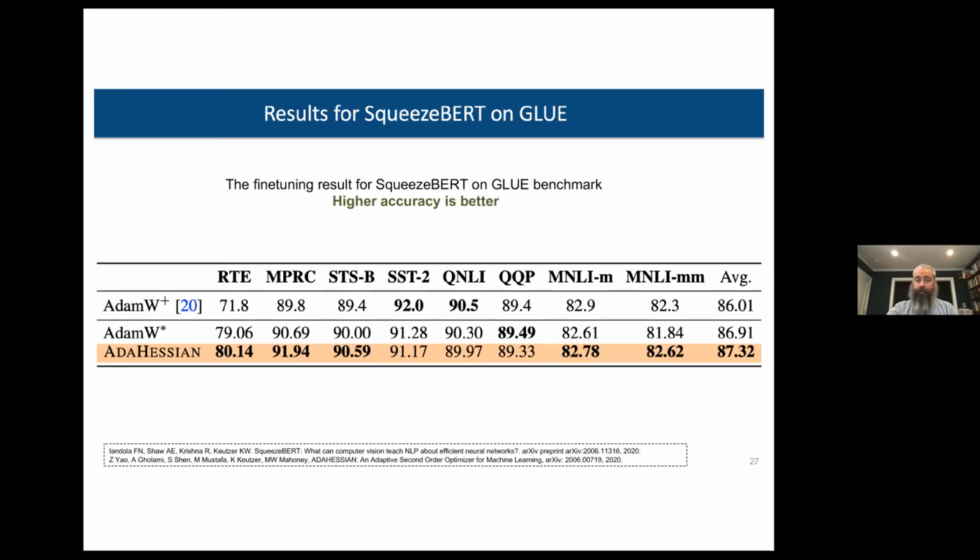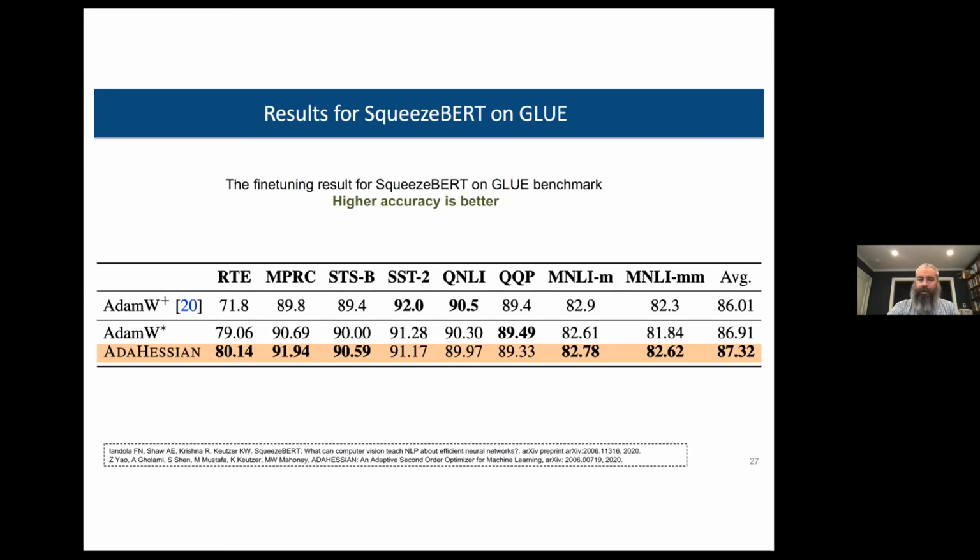So SqueezeBERT on GLUE. Here, these are accuracy. Higher accuracy is better. The first line here is what we got from the paper. The second line is where we reproduce their results. 1 or 2 higher is better. So 1 or 2 were a little bit better than what they had actually. But in essentially every case, we were able to reproduce their results. AdaHessian was better on 5 of the 8, but comparable on all of them. So comparable with state of the art on every one of those.